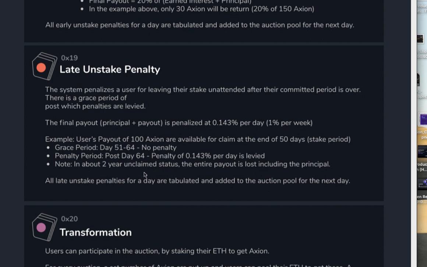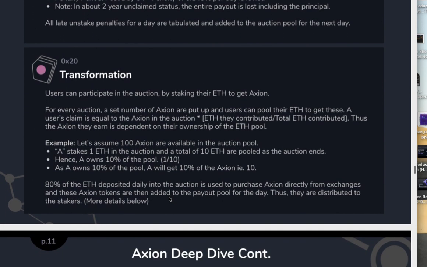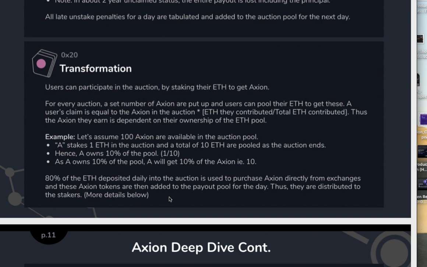Note, after about 2 years of unclaimed status, the entire payout is lost, including the principal. So you need to claim. This is a very important feature. You don't want to get late unstake penalties. All late unstake penalties for a day are tabulated and added to the auction pool for the next day, alright? And they'll be redistributed to other users. Transformation. Users can participate in the auction by staking their ETH to get Axion.